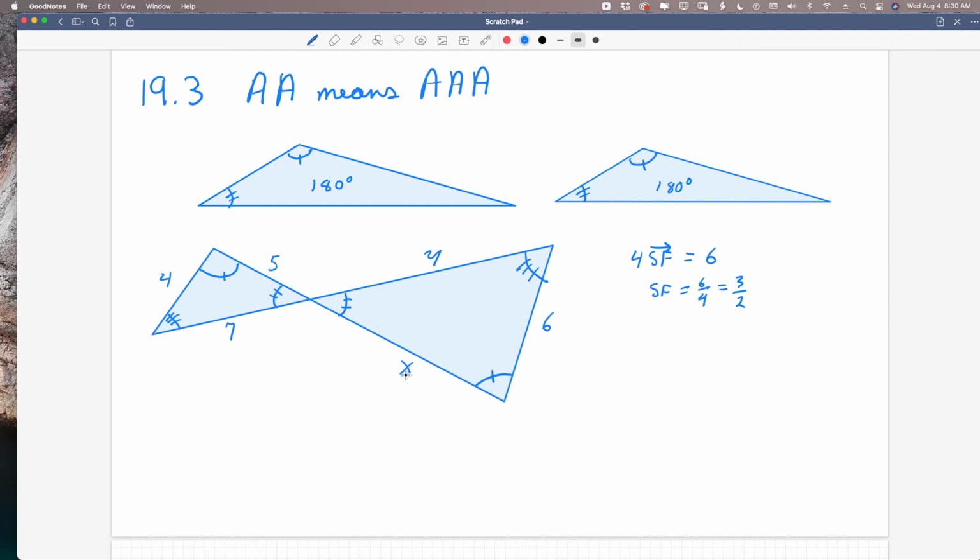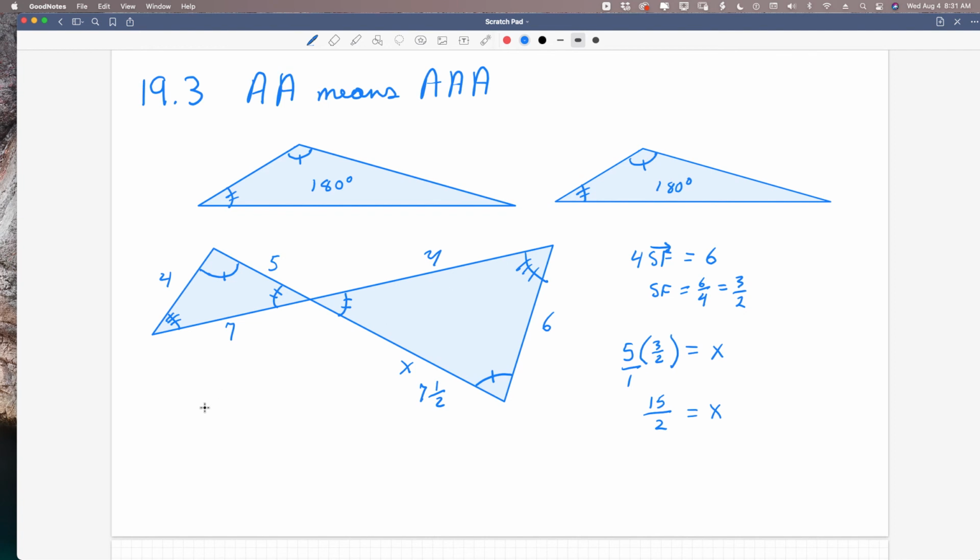And because 5 goes with x, because you have this congruent and this congruent on the same line, we say 5 times the scale factor of 3 over 2. That's going to equal x. So 5 times 3 is 15. Remember, we put that over 1. So 15 over 2 is equal to x. And that's going to be 7.5, right? So x is 7.5 of something, whatever the dimensions are.